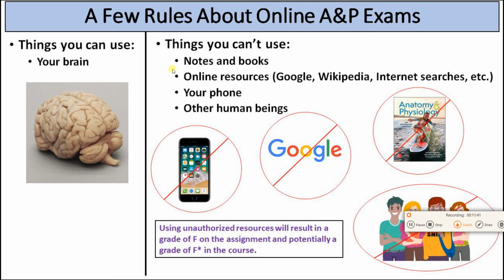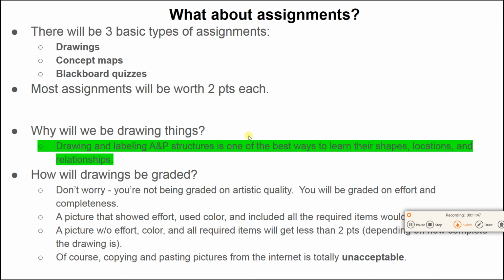A few things about online exams. Just use your brain, nothing else. That one sentence kind of sums up this whole slide. As far as assignments go, 3 basic types of assignments. I mentioned that earlier. Drawings, concept maps, and Blackboard quizzes. Most assignments will be worth 2 points each.